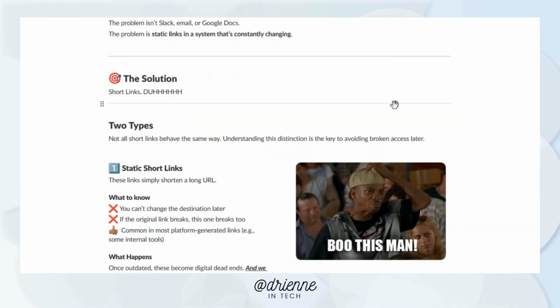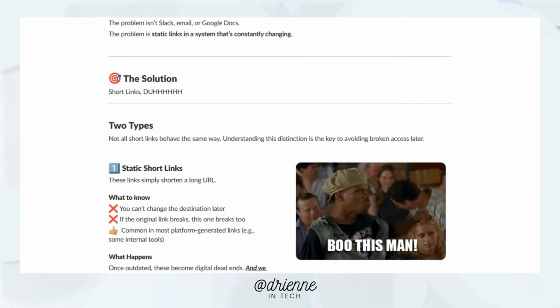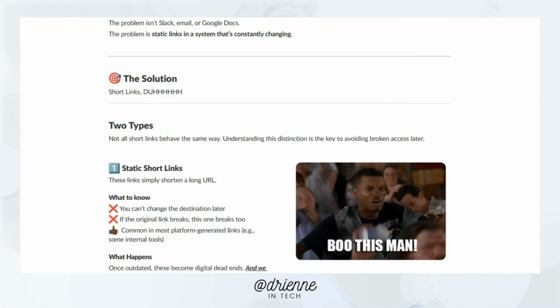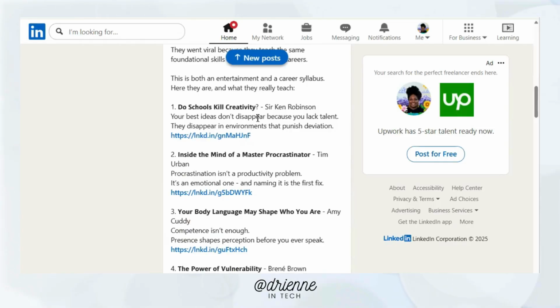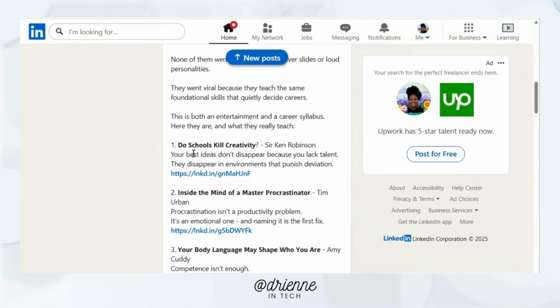The first type of short link is a static short link, and that's your typical thing that you've seen. In fact, I'll show you an example. All right, I found one. This is on LinkedIn. This is Ani Filipova. I don't know who she is, but awesome. Here is the example of a static short link. This is a LinkedIn short link. LinkedIn has their own processor for taking long URLs and turning them into short URLs, and that's super helpful for lots of reasons.